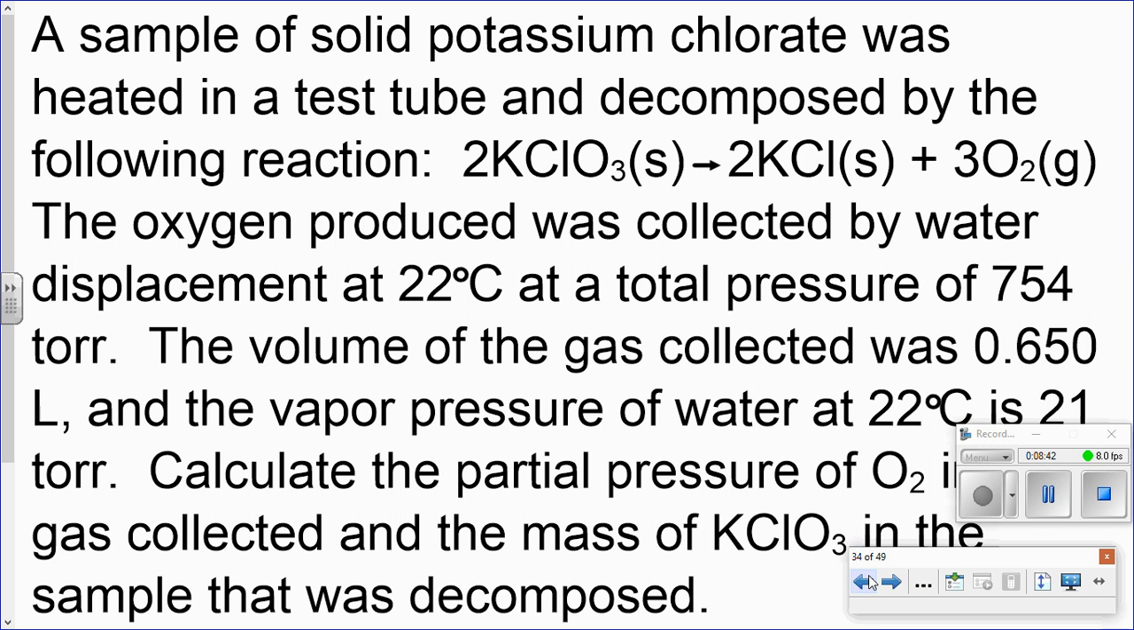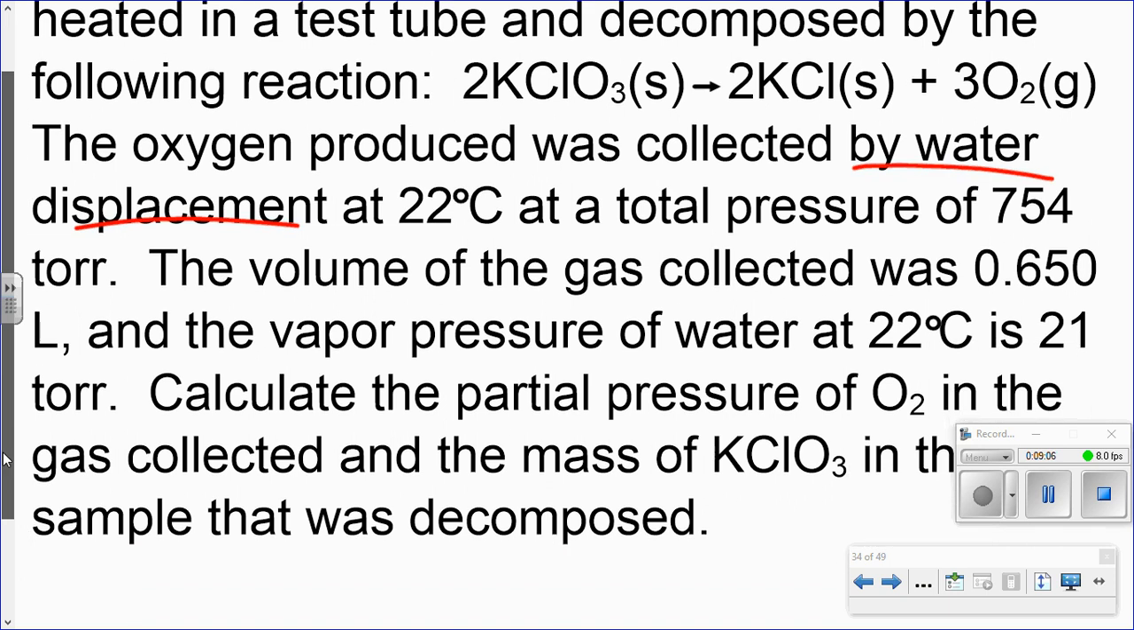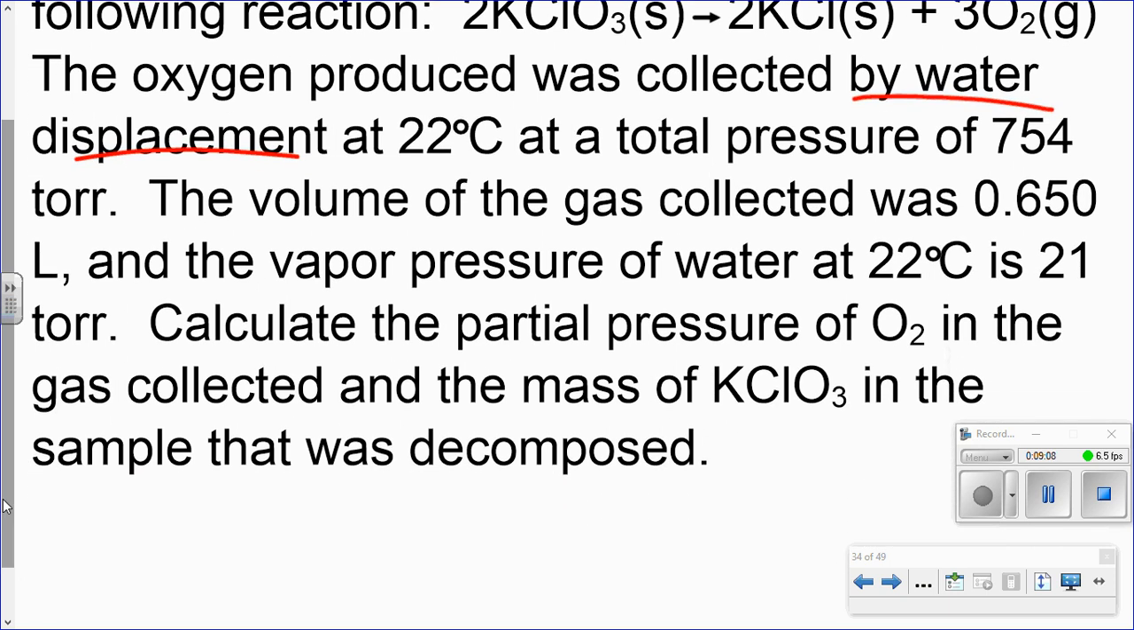So a sample of solid potassium chloride was heated. There's the equation. The oxygen produced was collected by water displacement. Whenever you see this phrase, collected by water displacement, that's Dalton's Law of partial pressure. And that was done at 22 degrees Celsius. The total pressure in the whole system is 754 torr. The volume of gas collected was 0.650 liters, and the vapor pressure of the water at 22 degrees Celsius is 21 torr. Calculate the pressure of O2 in the gas collected and the mass of KCl in the sample that was decomposed.